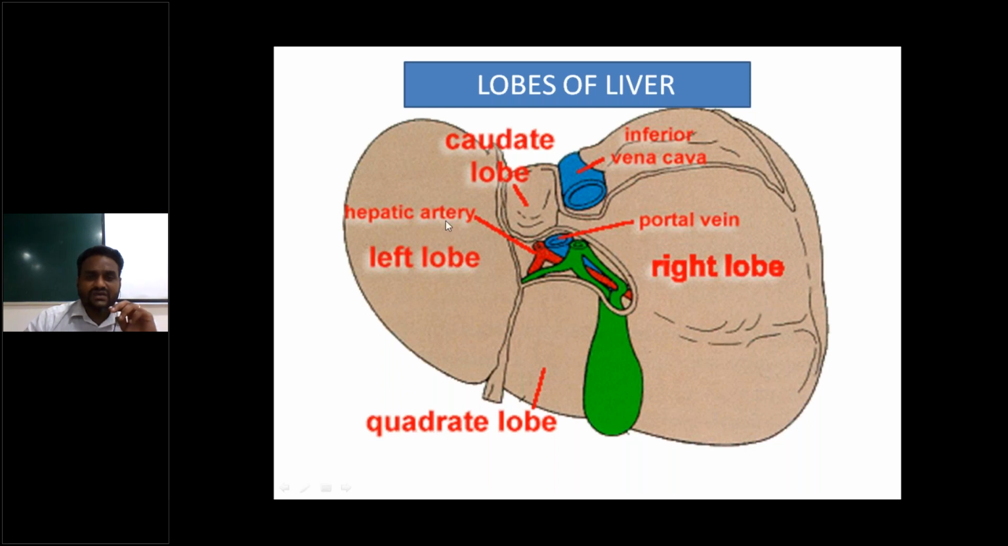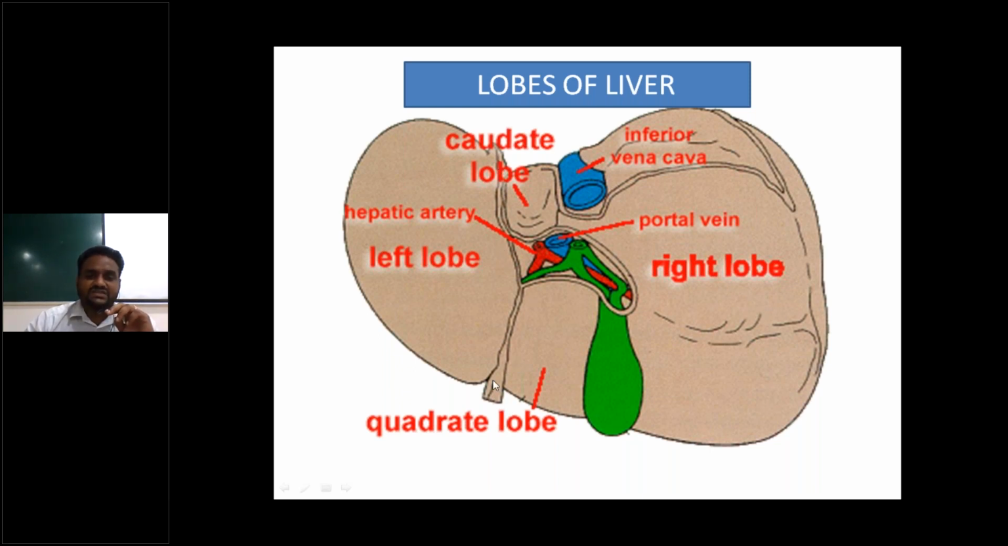Now we come to the lobes of the liver. In this picture, we can see mainly the anatomical lobes of the liver: the right lobe and the left lobe. How can you separate these two lobes? Anteriorly, the right and left lobes are separated by the attachment of the falciform ligament. Posteriorly, these two lobes are separated by the fissure for ligamentum teres and also the fissure for ligamentum venosum.